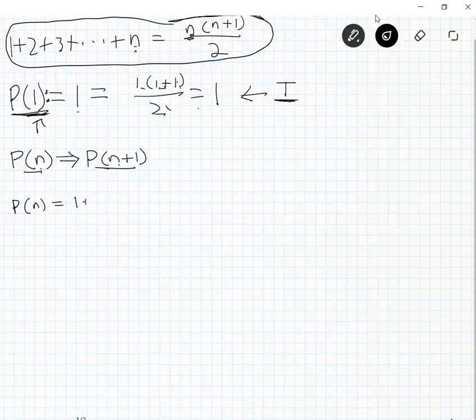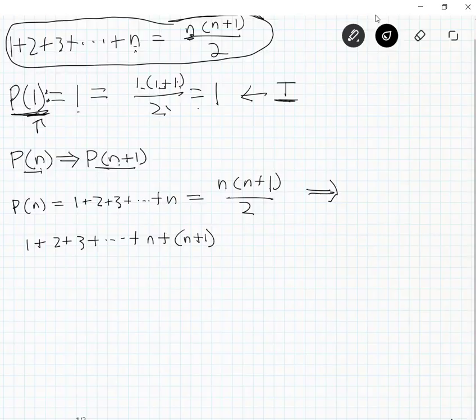Okay, so if this is true, so P of n is 1 plus 2 plus 3 plus dot dot dot plus n is equal to n times n plus 1 over 2. If that's true, then that implies that 1 plus 2 plus 3 plus dot dot dot plus n plus n plus 1 is equal to n times n plus 1 over 2 plus n plus 1. All I've done is added an n plus 1 to both sides of the equal sign.